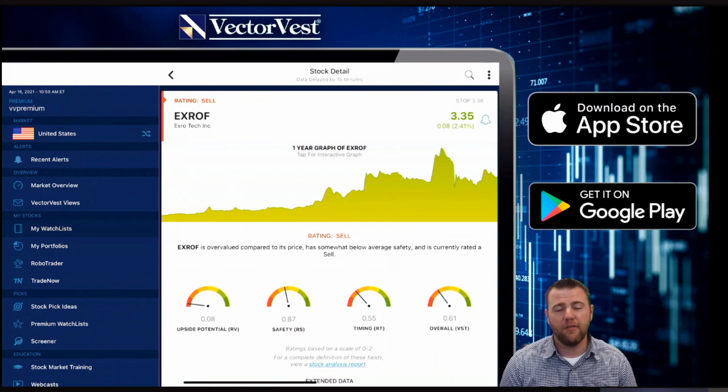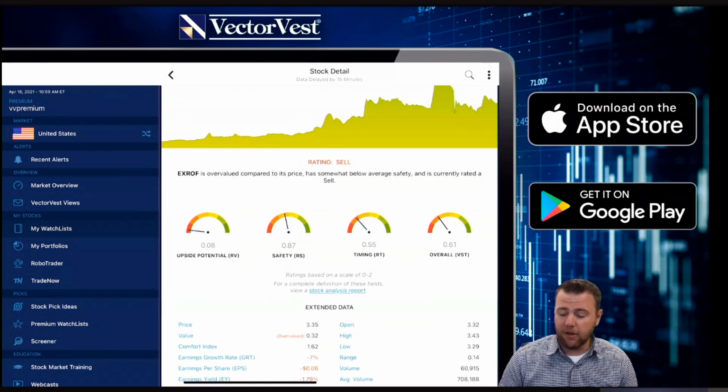But I want to make sure everybody is comfortable and familiar with the analysis on an individual stock. So we scroll down here, we get our 4 key indicators. They're all going to be cast on a scale of 0 to 2. And above 1 is going to be a good thing, just like before. Below 1 is going to be a bad thing. If you can remember that above 1 is good, below 1 is bad, VectorVest will make your investing so much simpler than anywhere else out there.